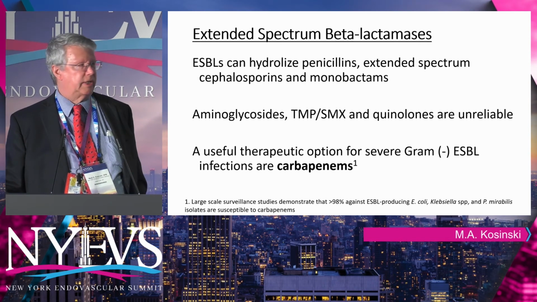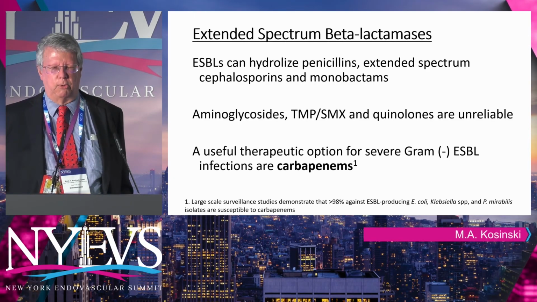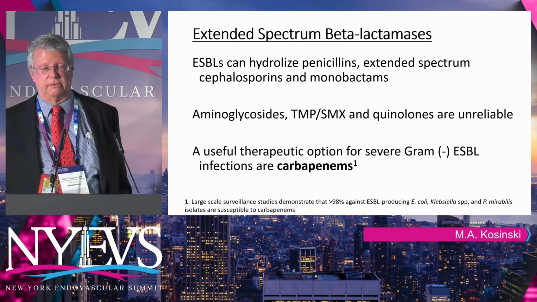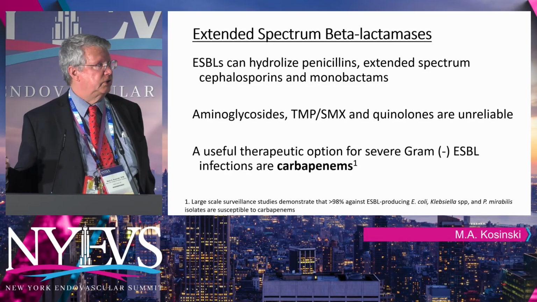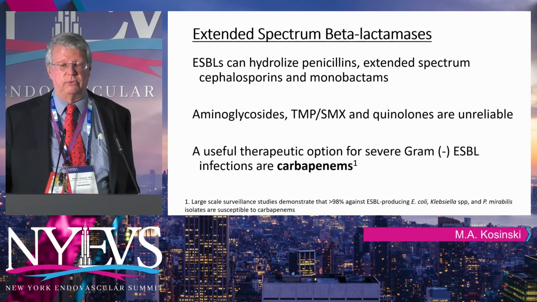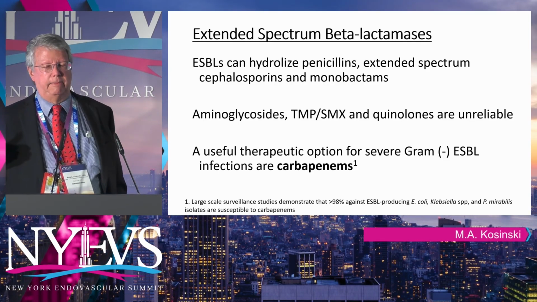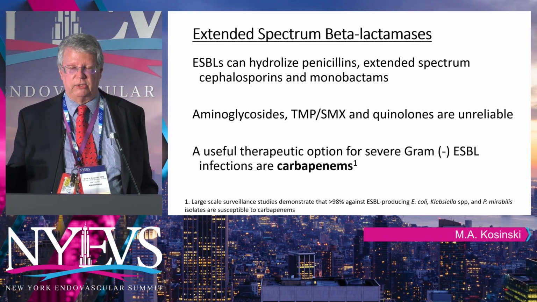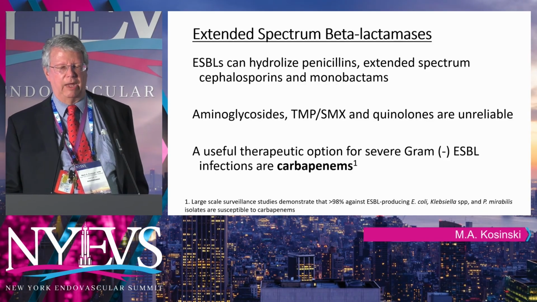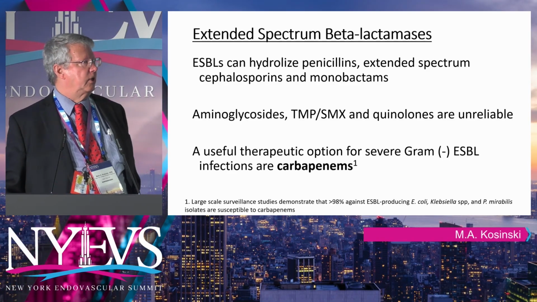The reason they call them extended-spectrum beta-lactamases is that it's a beta-lactamase that inactivates extended-spectrum cephalosporins. ESBLs can hydrolyze penicillins, well, they're a beta-lactamase, and penicillins are beta-lactam antibiotics. Extended-spectrum cephalosporins, by definition, are third, fourth, or fifth generation cephalosporins. Monobactams, which are beta-lactam antibiotics we use to treat gram-negatives, like aztreonam, are also affected. Other favored gram-negative killers like aminoglycosides, trimethoprim-sulfa, and quinolones, which we also rely upon to treat gram-negatives, are also unreliable. And now we have one therapeutic option left, which we've used for years for severe gram-negative ESBL producers, and those are the carbapenems.